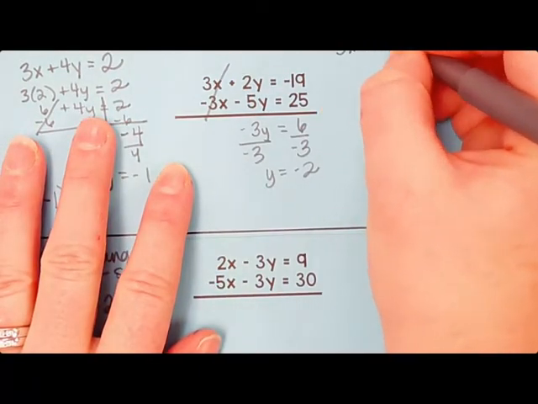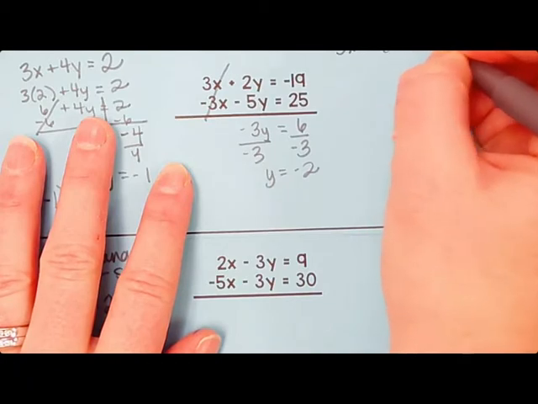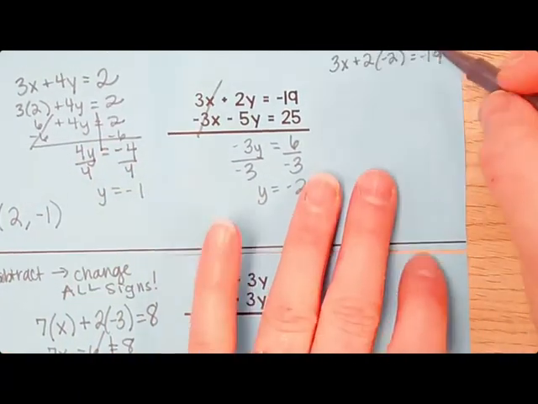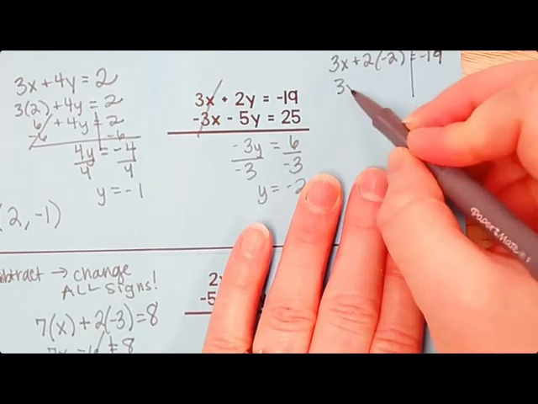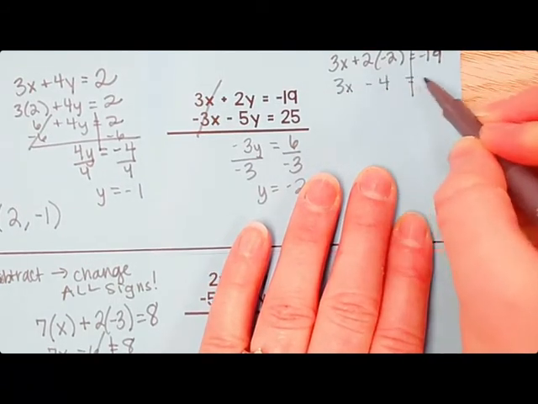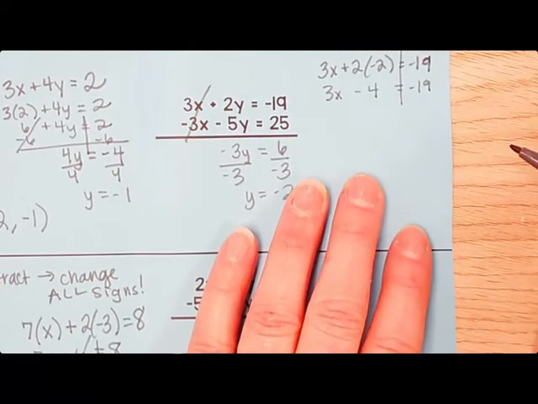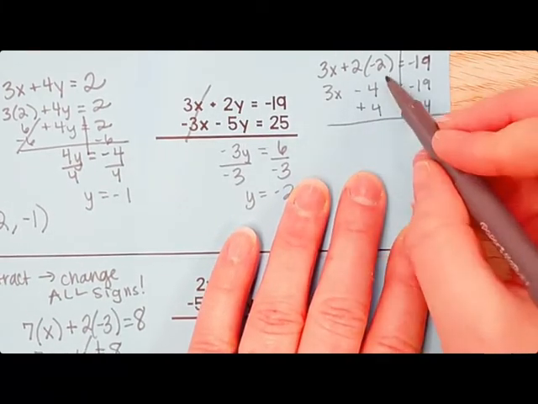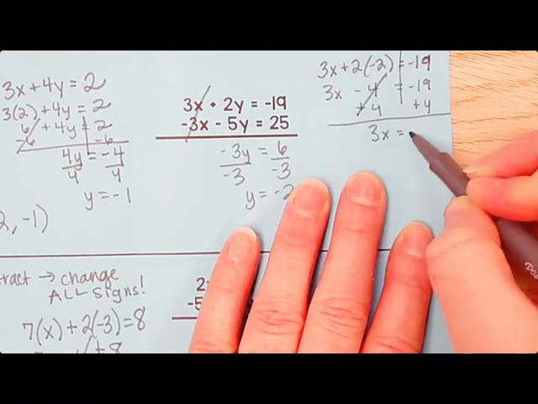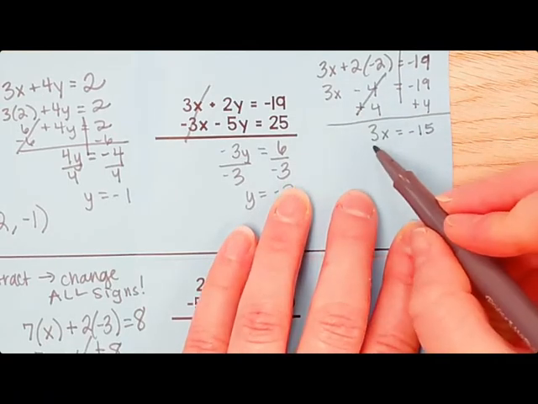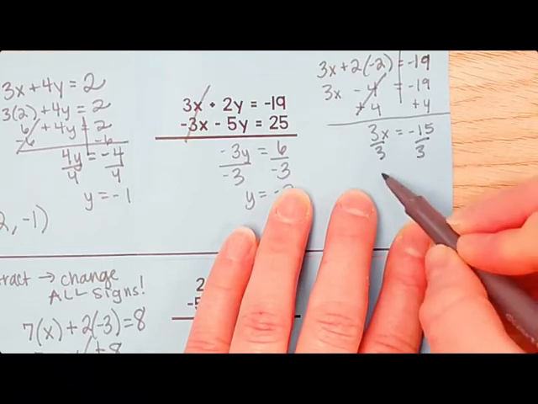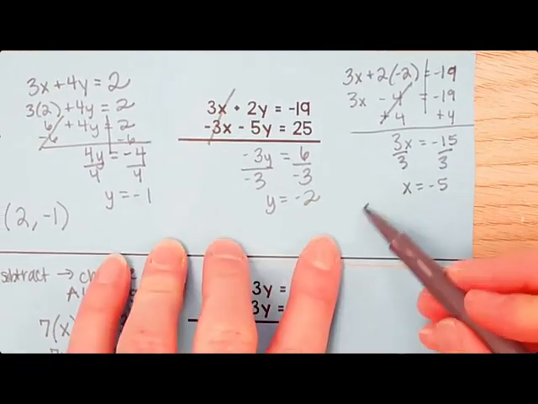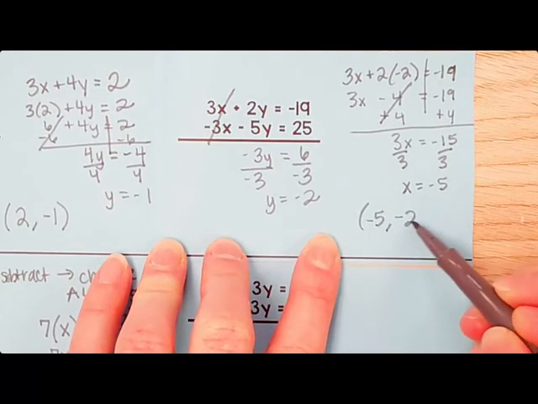3x plus 2 times -2 equals -19. 3x minus 4 equals -19. Plus 4, plus 4. 3x equals -15. x equals -5. -5, yeah. Our coordinate is -5, -2.